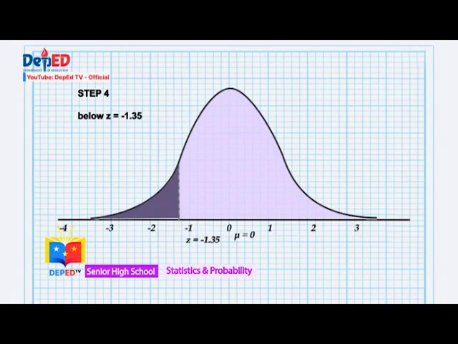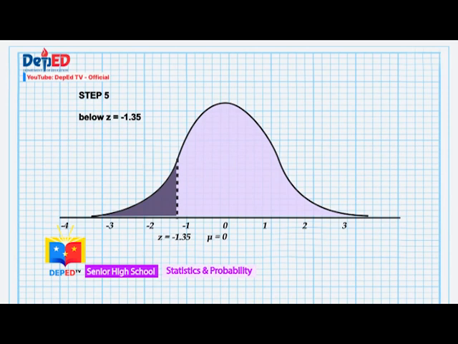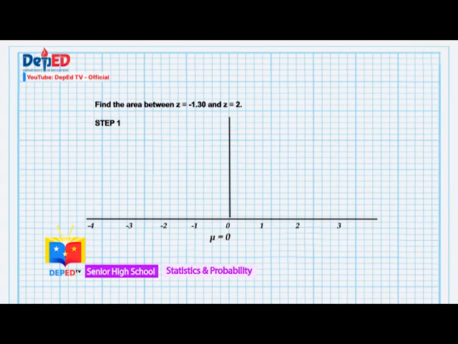Based on the sketch, when the z-value is to the left or any related terms, just write the value we obtained in step 3, since the shaded region on the curve is to the left of z equals negative 1.35, and the intersection between negative 1.3 and 0.05 is 0.0885. Therefore, the area of the shaded region is 0.0885. The last step is to label the shaded region and draw a conclusion. Therefore, the area that corresponds below z equals negative 1.35 is 0.0885. Let's have another example.